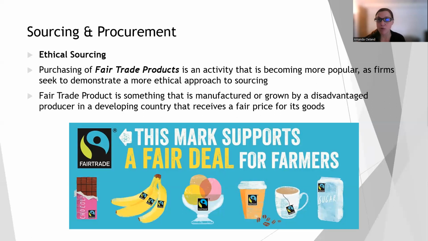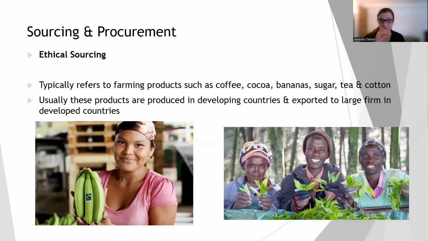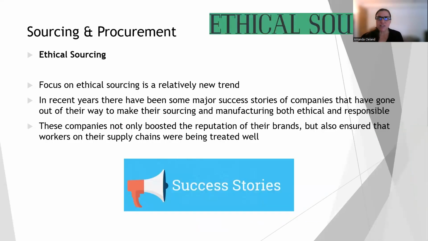So a lot of companies are buying more and more fair trade products just to demonstrate their ethical approach to sourcing. Usually this refers to foodstuffs, farming products, so coffee, cocoa, bananas, sugar, tea, cotton. And usually these products are produced in developing nations and then exported to larger companies in more developed nations for further processing. And the focus on ethical sourcing is a relatively new trend, probably within the last 25, 30 years. In recent years, there have been really major success stories of companies that have gone really out of their way to make sourcing and manufacturing ethical and responsible.